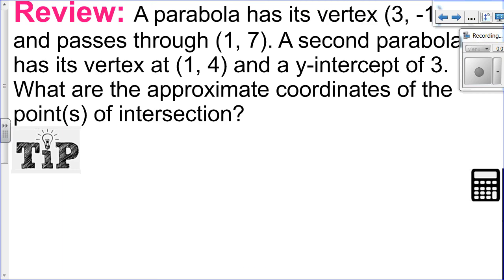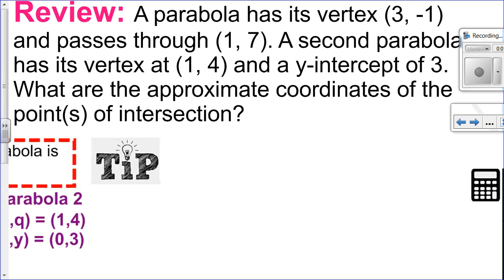Okay, in this question here, we're given information for a parabola, a vertex, and a point it passes through, and the same thing for a second parabola, and we want to find the approximate coordinates of the points of intersection. So again, since this is a review question, pause the video, try it on your own, come back to see the solution.